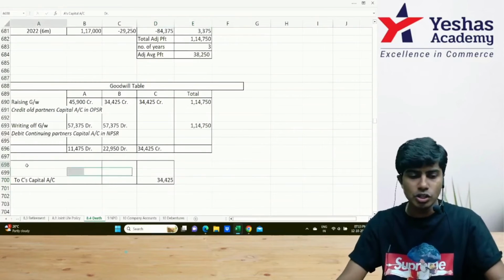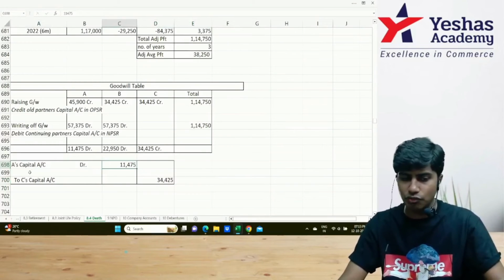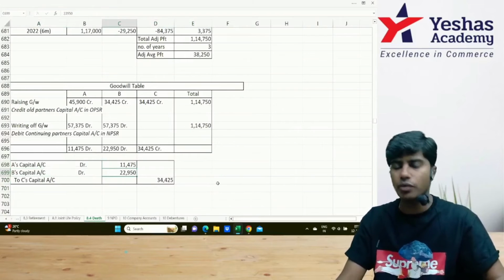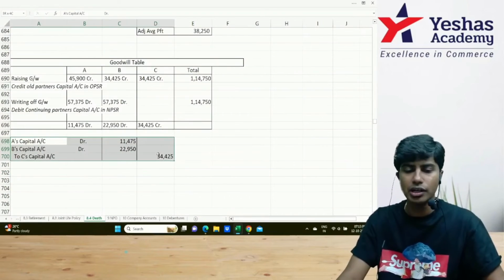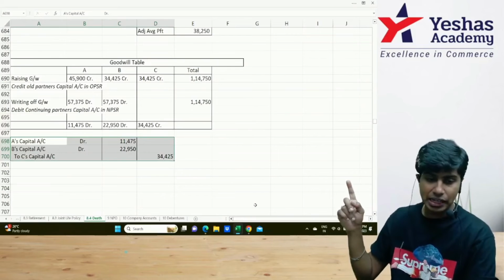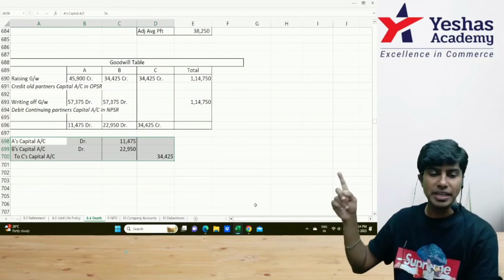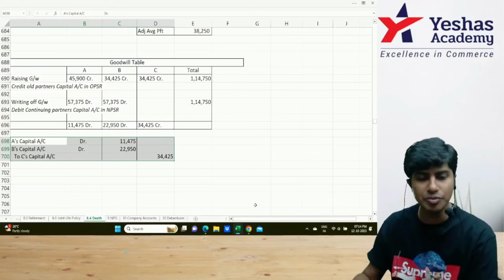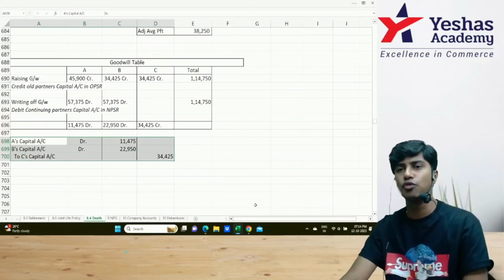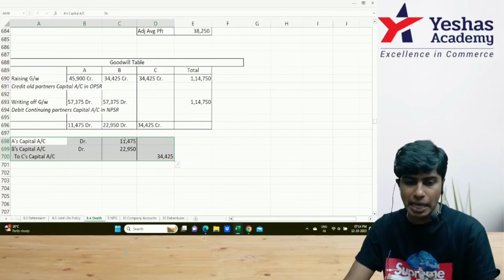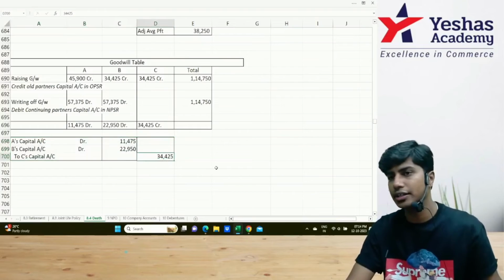That's what we're doing. So A's capital account is debited for 11,475. B's capital account is debited 22,950. This is our goodwill entry. What is the goodwill entry? A's capital debit 11,475. B's capital debit 22,950. To C's capital account 34,425. A and B capital debit, C capital credit.